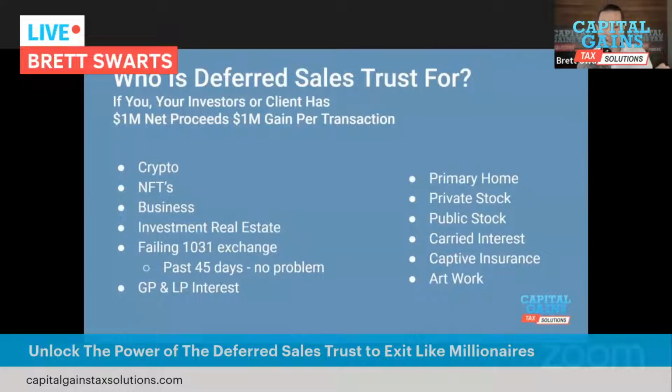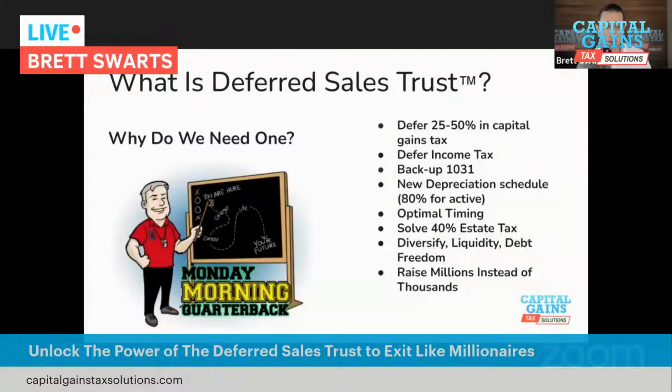And so we can save a failed 1031 exchange, even if it's past the 45 days, no problem. Even if you haven't identified a property, even if you haven't identified the deferred sales trust, because it's not a property, it's a tax strategy. Now, it also works for GP and LP interest. That's if you're in a multifamily syndication or different syndications or business ventures. It works for that. Works for primary homes, again, private stock, public stock, carried interest, captive insurance, artwork.